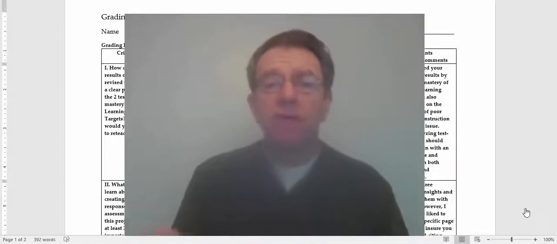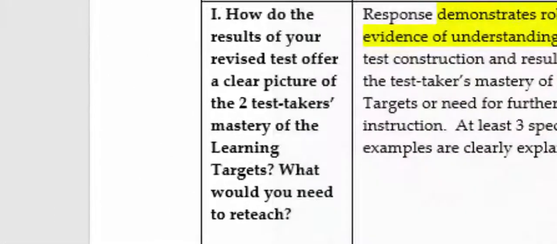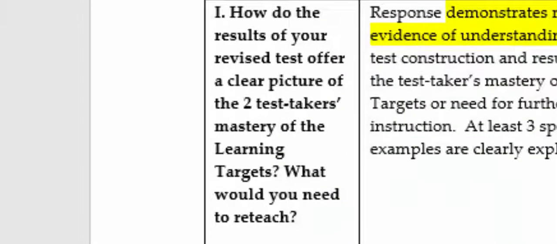analytic summary. Of course, part one, how do the results of your revised test offer a clear picture of the two test takers? Okay, you may have more than two test takers. It depends on which class I'm teaching. Sometimes there are 3 people in a group, sometimes there are 4 or maybe even 5. So I think the more the merrier, because you can get a better idea the more people that take your test. But typically you only have 2. So take that with a grain of salt. Your 2 test takers, it could be 3 or 4.